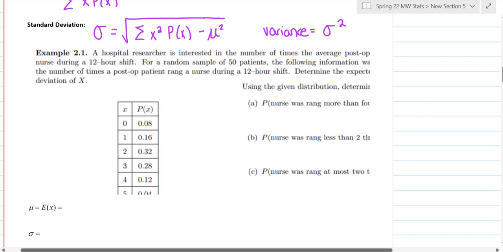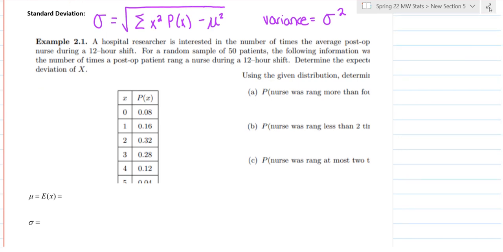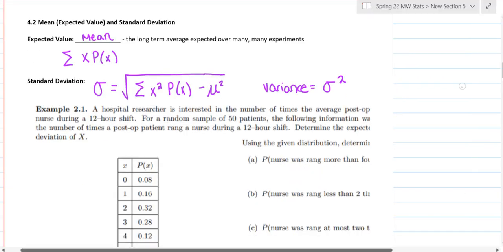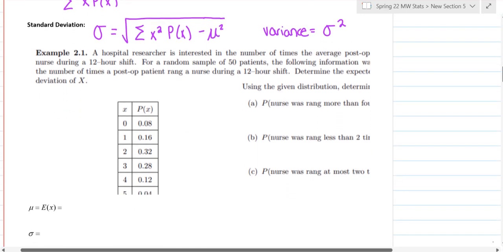So weird that it doesn't copy over. Let me fix this first. So this is 5, 0.04.